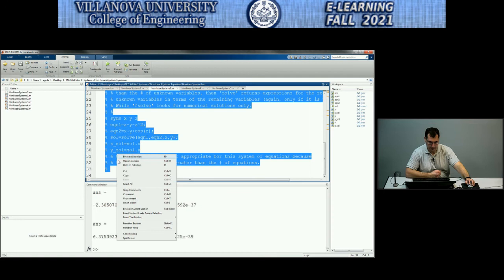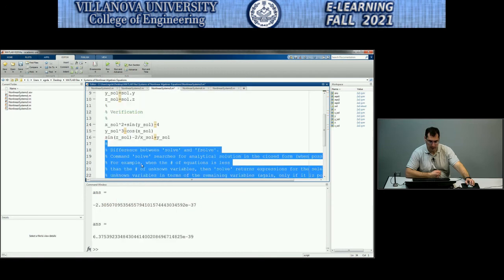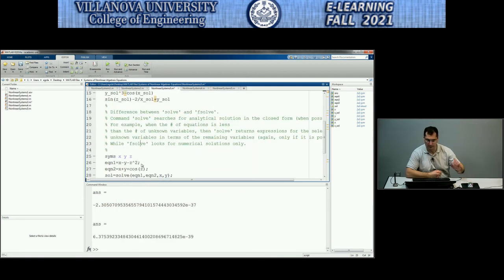Last piece. I think I briefly mentioned probably in the previous module that you can apply solve, but you can also apply the fsolve command. The difference between the two is that in situations when the number of equations is less than the number of variables, the solve command is going to solve this system symbolically, while the fsolve command targets exclusively numerical methods for solving systems of algebraic equations, whether linear or nonlinear.